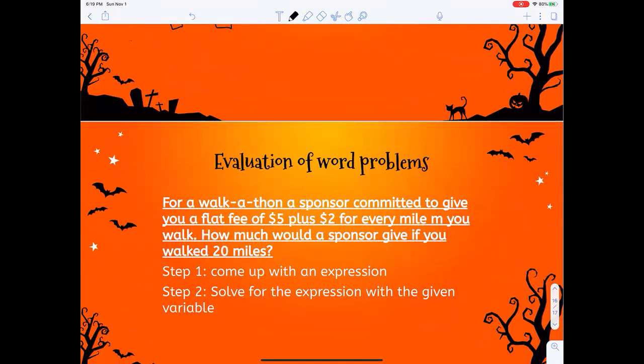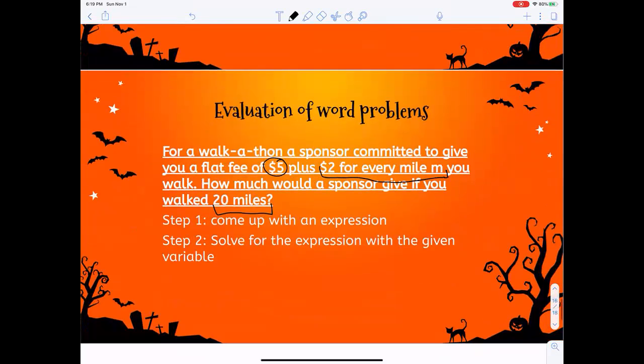All right. And again, we could use these types of problems to evaluate for different expressions given like word problems. So let's say you're doing a walkathon and you have a sponsor, and he's committed to give you a flat fee of $5 plus $2 for every mile m you walk. So flat fee and $2 for every mile m you walk. How much would your sponsor give you if you walk 20 miles? All right, so let's forget about the 20 miles.